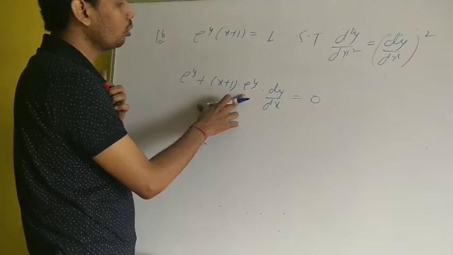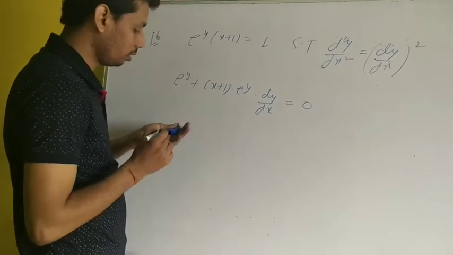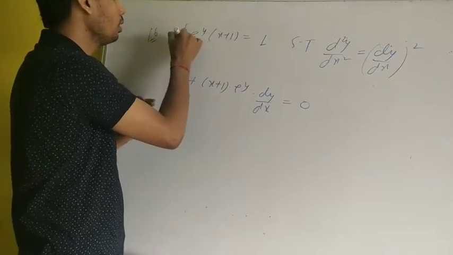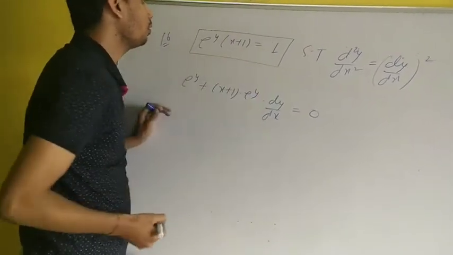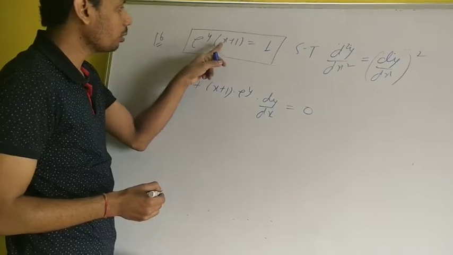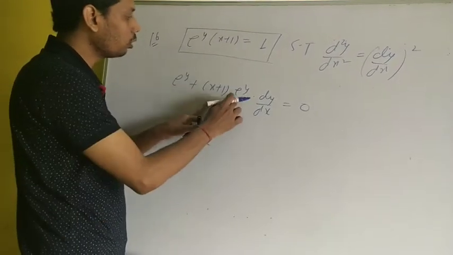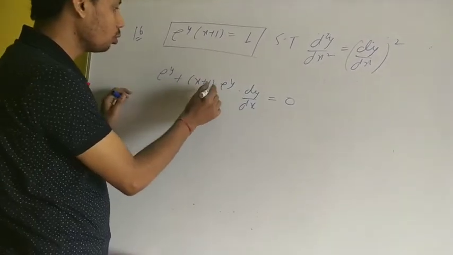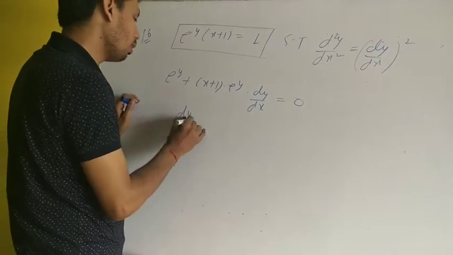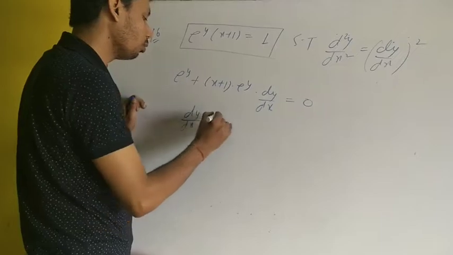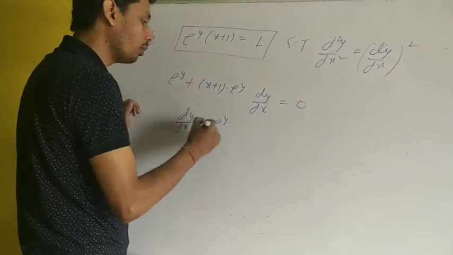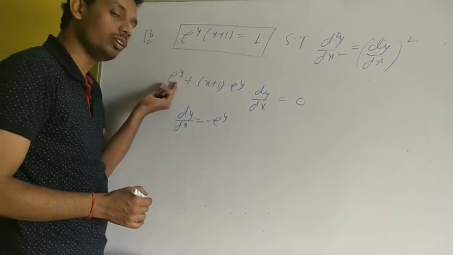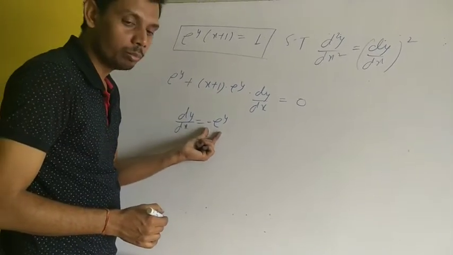So we can take this e to the power y common, or e to the power y (x plus 1) is equal to 1. See here, in the equation it is given that e to the power y (x plus 1) is equal to 1. So e to the power y (x plus 1) can be replaced by 1. Okay, so here we will have dy by dx equal to minus e to the power y, as its value is 1. So if we change the side of this e to the power y, this will become minus e to the power y.